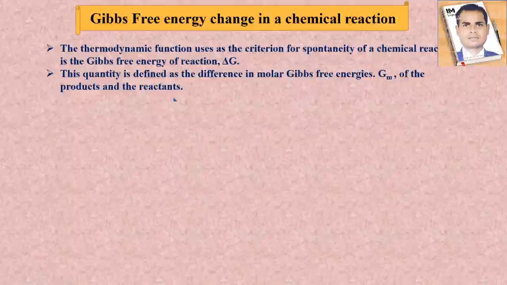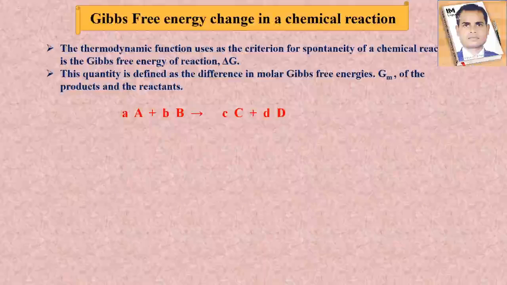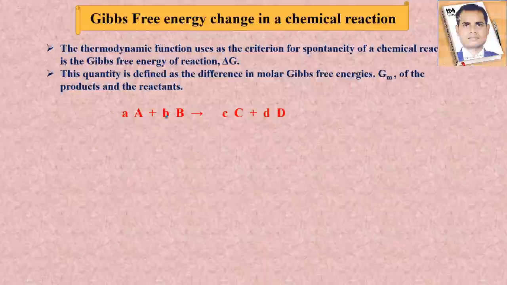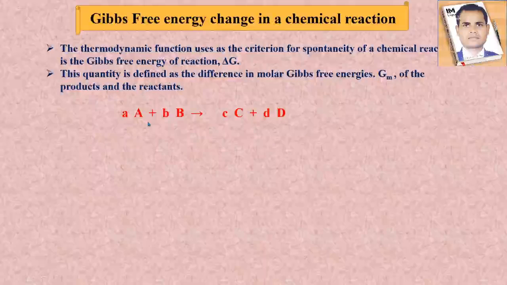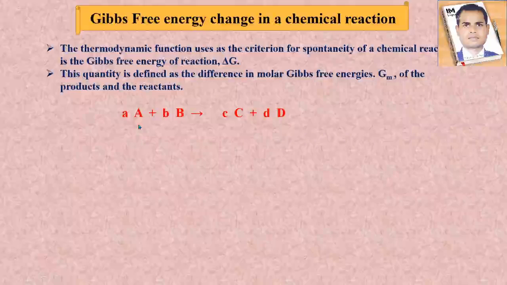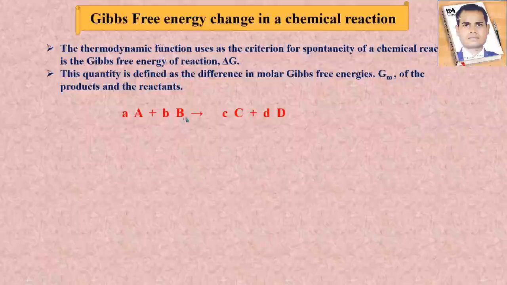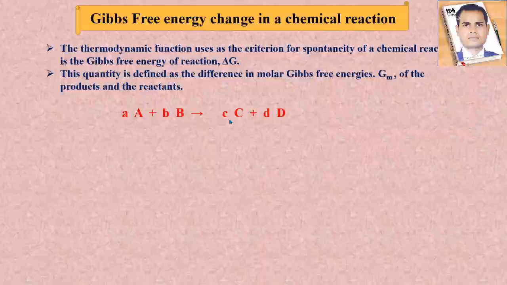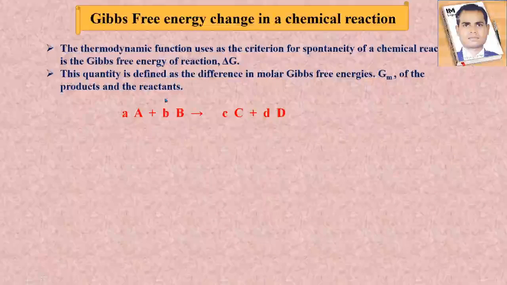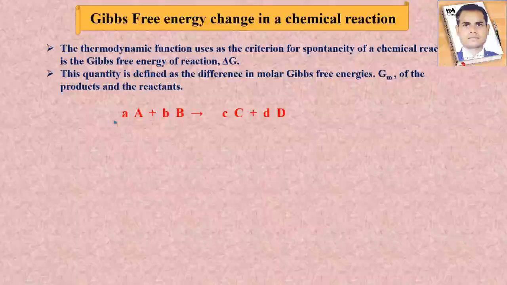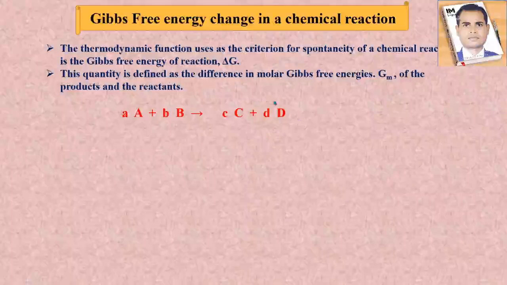If you consider any kind of reaction, there will be products and reactants. So you can say this is one reaction: small a capital A plus small b capital B gives small c capital C plus small d capital D. So these ones are the reactants and these ones are the products.